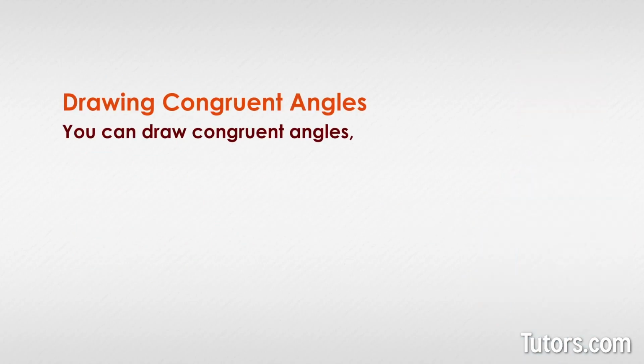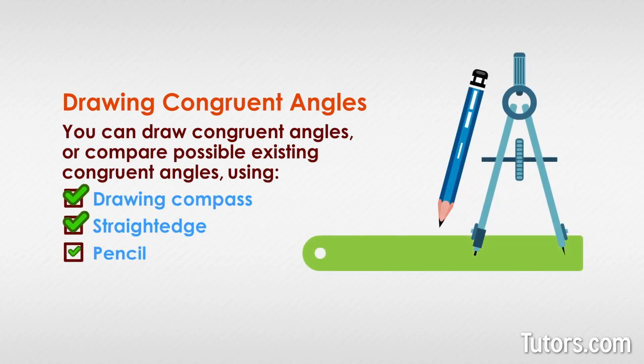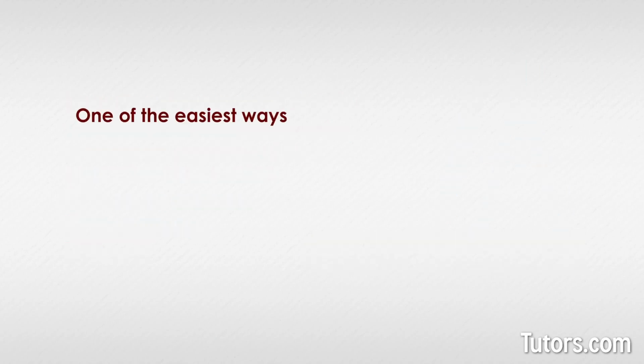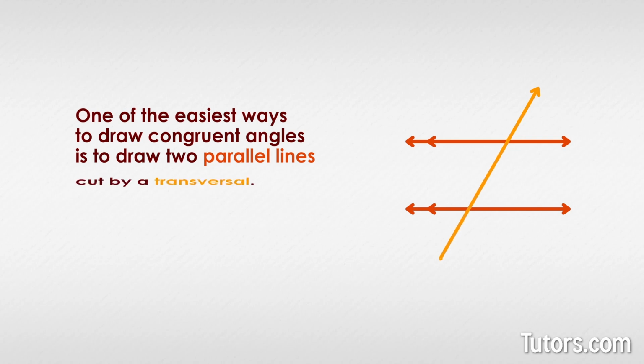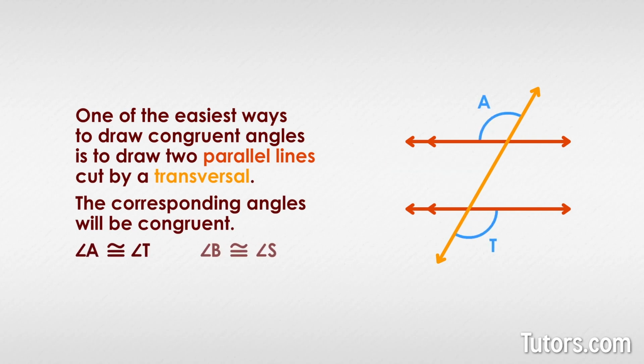You can draw congruent angles or compare possible existing congruent angles using a drawing compass, a straight edge, and a pencil. One of the easiest ways to draw congruent angles is to draw two parallel lines cut by a transversal. In your drawing, the corresponding angles will be congruent, and you will have multiple pairs of angles with congruency.